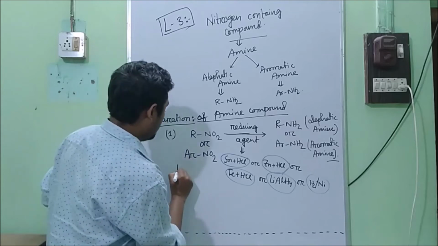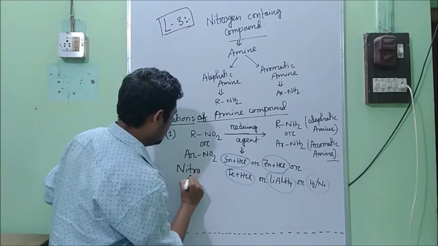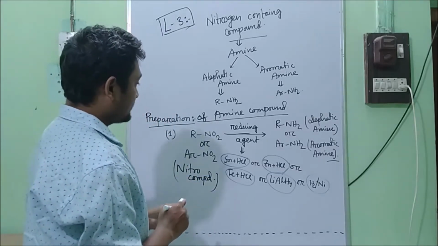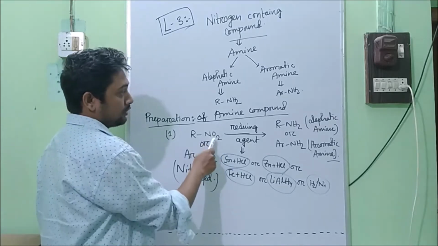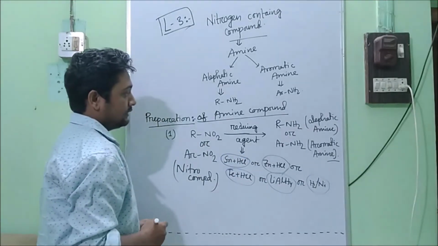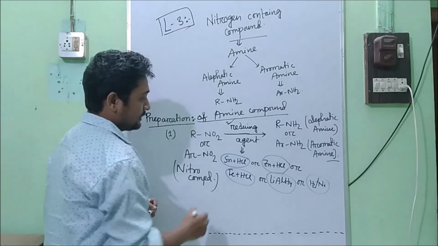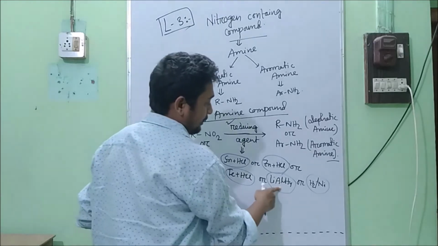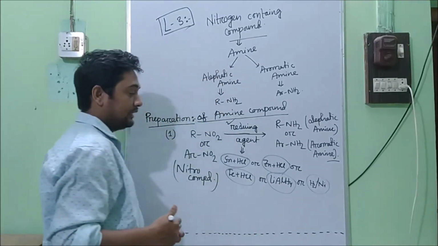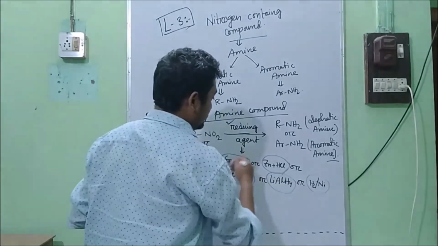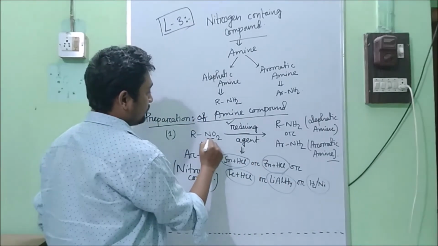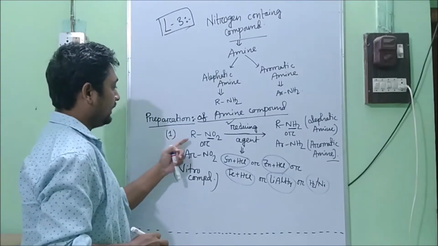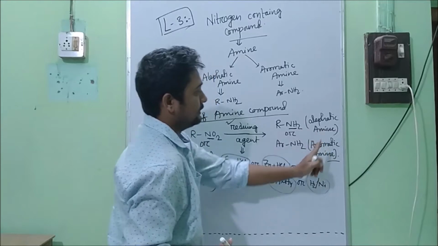From nitro compound. This is nitro. On reduction of nitro group, it will convert into amine group. And the reducing agents you people can use: tin HCl, zinc HCl, iron HCl, lithium aluminum hydride or hydrogen nickel. So using these reducing agents, this nitro group will convert into NH2 group. So this is the way to convert nitro to amine compound.